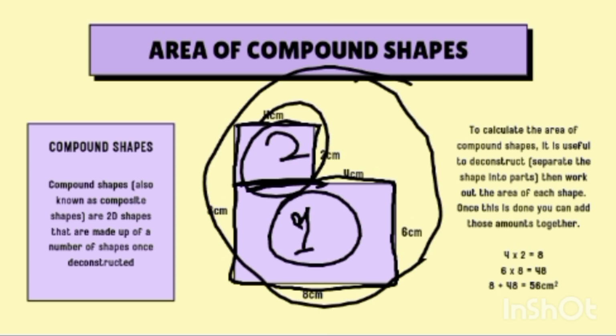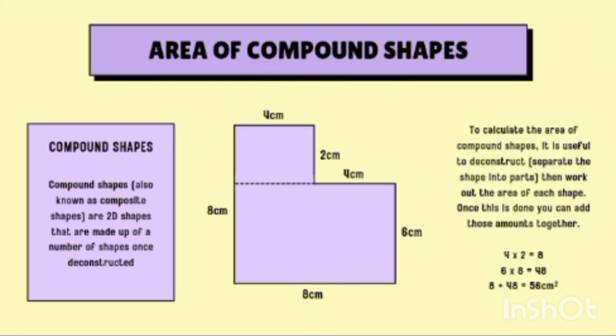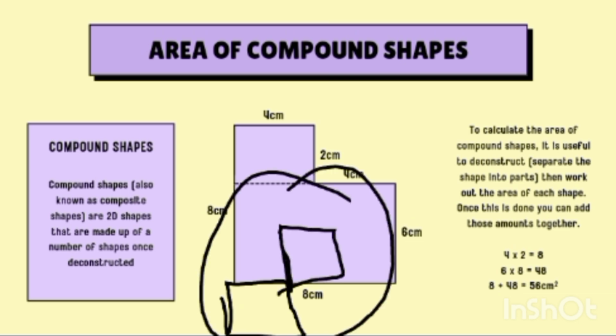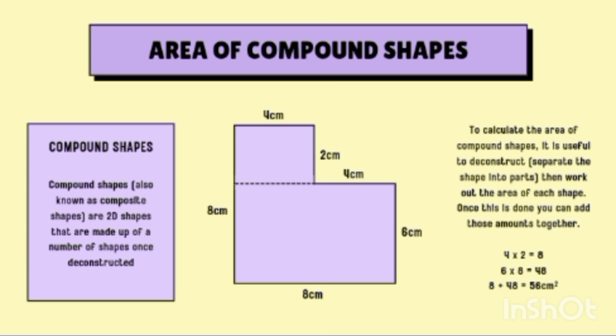So this is a compound shape, which is made up of two other shapes. Like if you join two shapes, like over here I joined this shape and then this shape, whatever shape I got, this is a compound shape. Then we have to calculate the area of a compound shape.